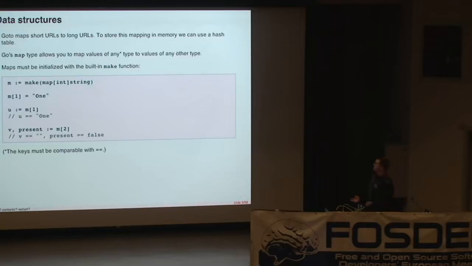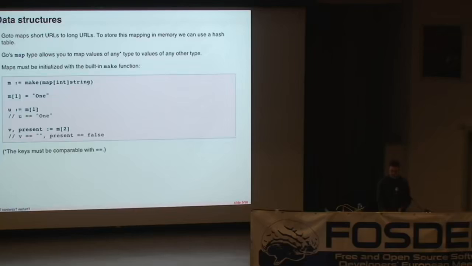And to initialize a map, we use the built-in make function. So this is a line of valid Go code. This is the actual type, a map of integers to strings, and our variable m is now a map of that type. So to put the string 1 in the box identified by int 1, it's just the familiar kind of syntax that you would see in many different languages.